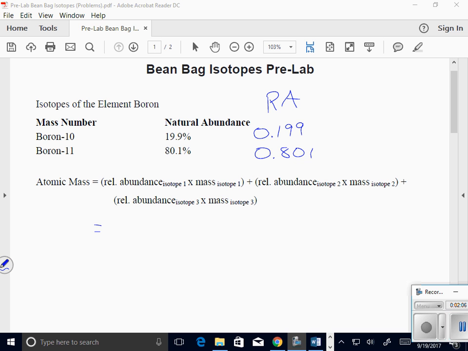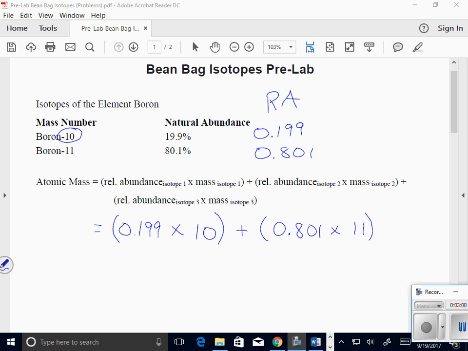Well, I know that the relative abundance of isotope 1, excuse me, is 0.199. What is the mass of isotope number 1? What is it? 10. I add that to the relative abundance of isotope 2, which is 0.801. Multiply that by the mass of isotope 2, which is 11.